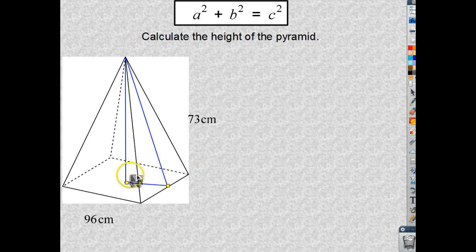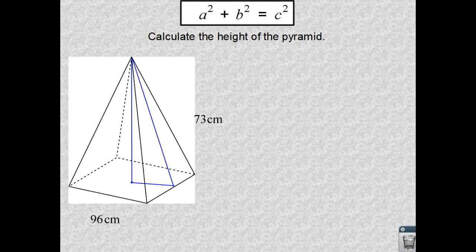All right, we've created this 90-degree angle right in here. Let me draw it for you. There's this little 90-degree box. All right, and once we've created that 90-degree angle, we should be able to use Pythagorean's theorem to generate this height of the pyramid. All right, so let's look at the information that is given to us.